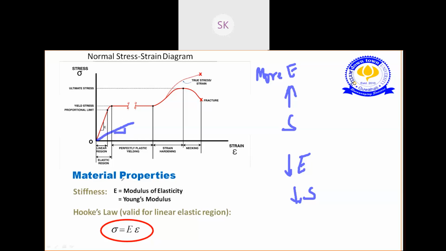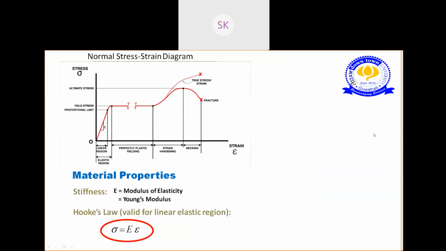Now let's come to Hooke's law. This is a very important point: it is valid for the linear elastic region, but linear. In the elastic region we have two sections, one is linear and another is non-linear. And Hooke's law is valid only for the linear region. Why? Because you'll understand from the law itself.